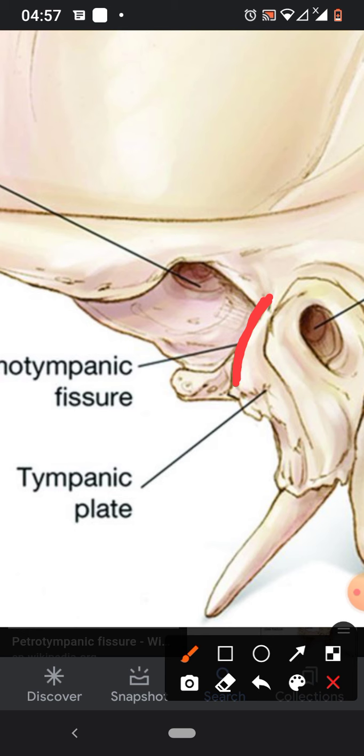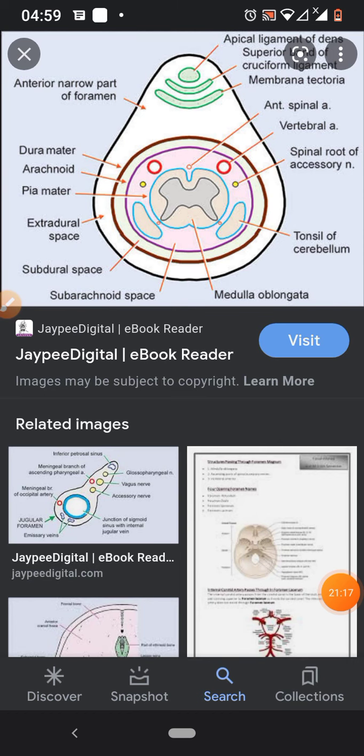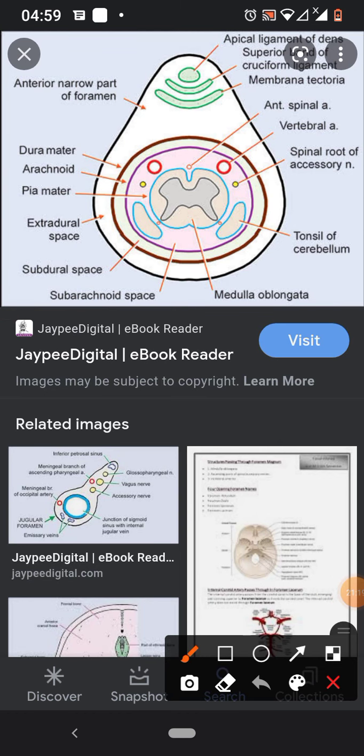So let's discuss the biggest foramen, which is the Foramen Magnum. This is the picture which is showing you the structures passing through the Foramen Magnum. You can see in this picture the anterior part of the Foramen Magnum, and then the middle part, and then the posterior part.